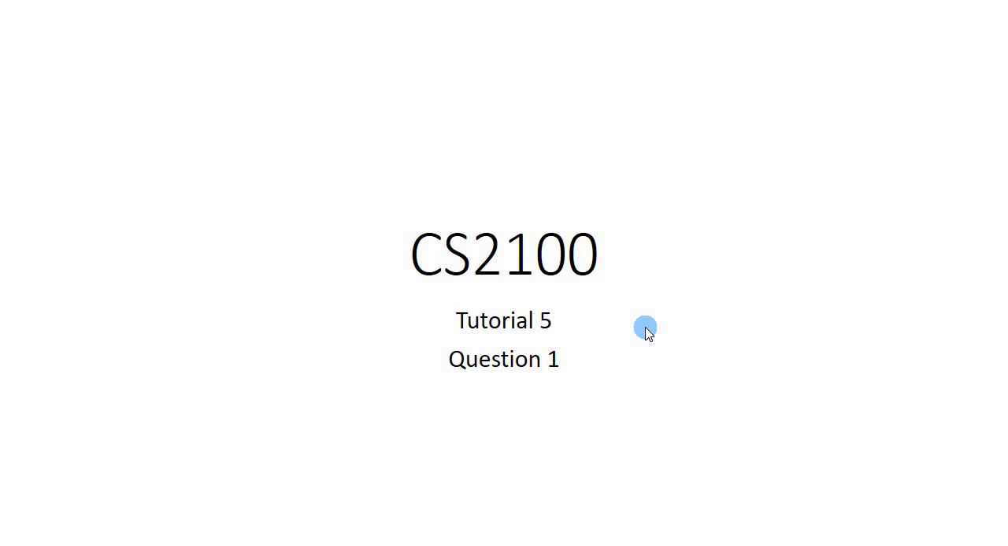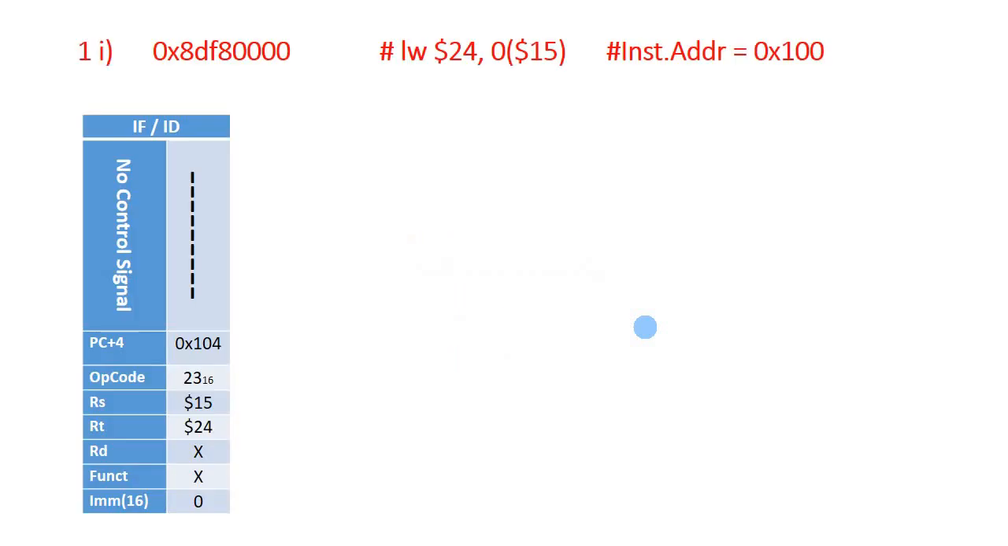Hi, in this video, we're going to be looking at tutorial 5, question 1. In this question 1, we are going to examine 3 instructions separately, and we're going to see how these instructions go through the pipeline processor. We're trying to analyze the pipeline registers or latches that are used to store information as the instruction goes through from one stage to the next.